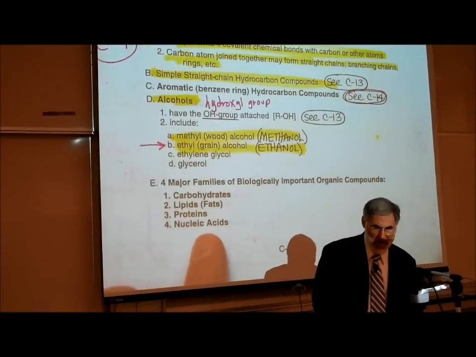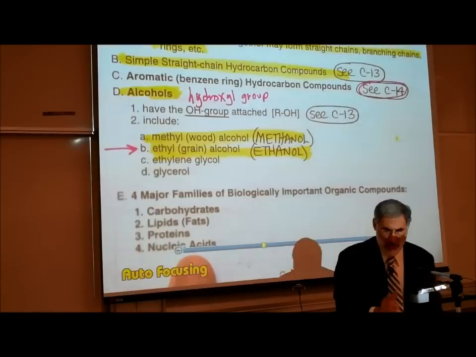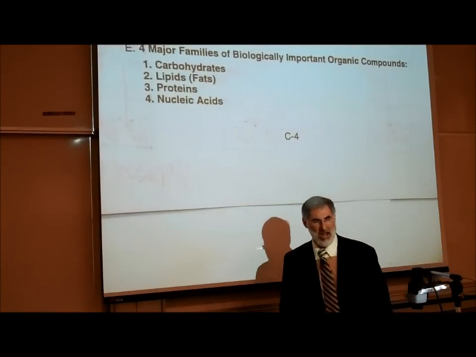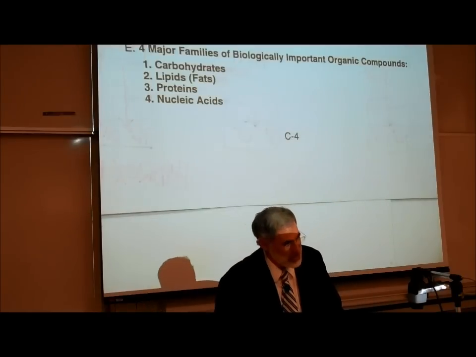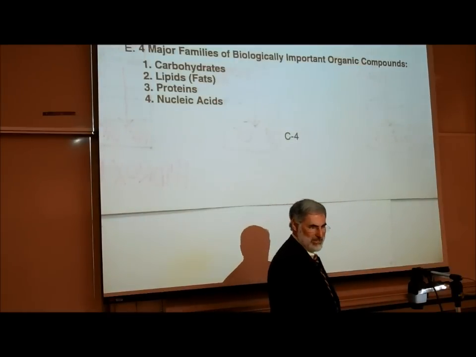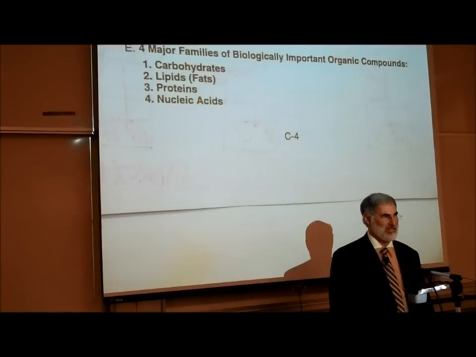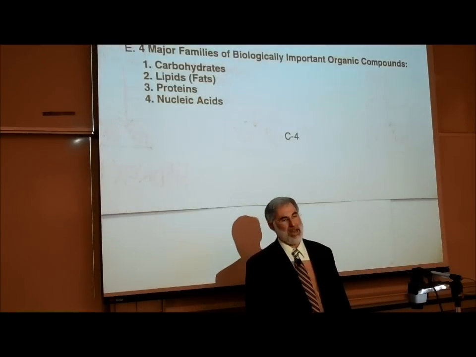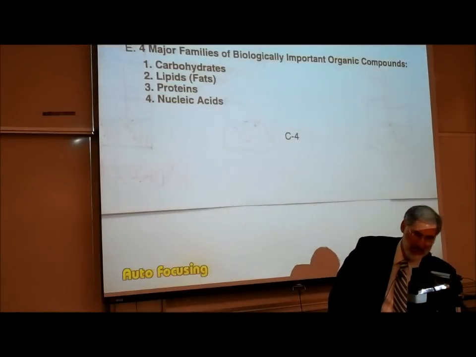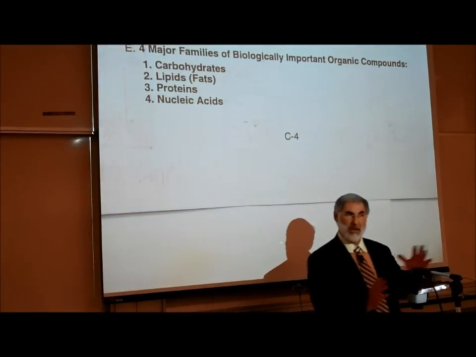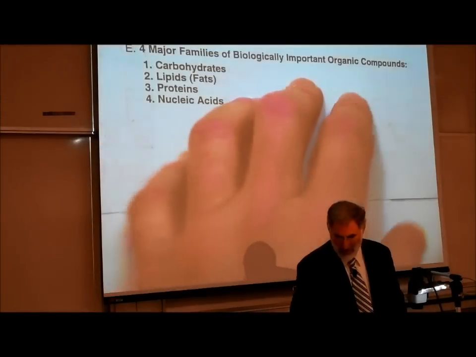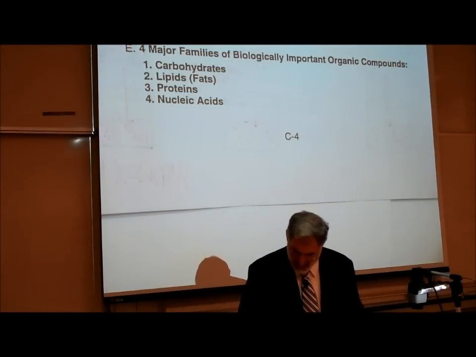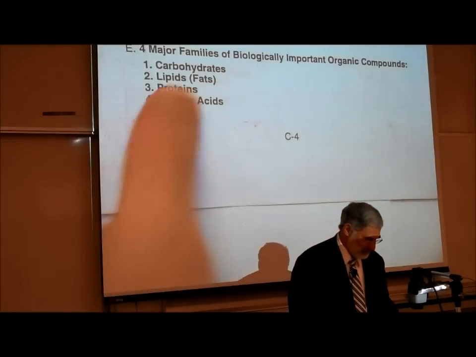And we wrote at the bottom of C4 that there are 4 major families of biologically important organic compounds. You've all heard the names: carbs, fats, proteins, and nucleic acids. These are the organic compounds or hydrocarbon compounds that make up living things. So we had to cover this chemistry in order to get into biological chemistry or biochemistry. So we now move to page D1.